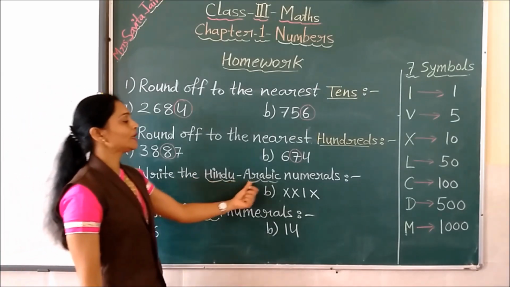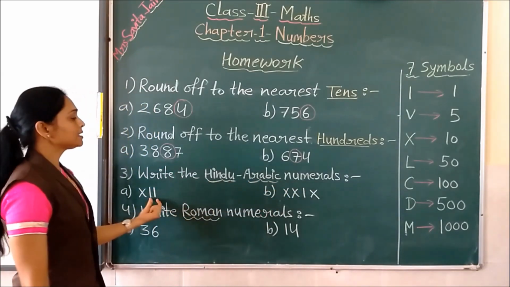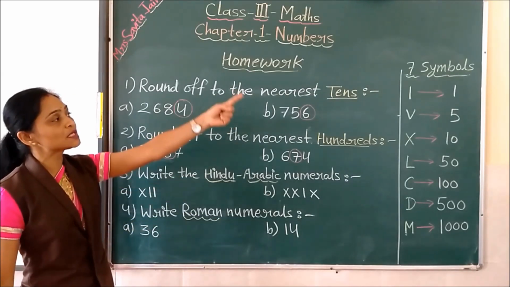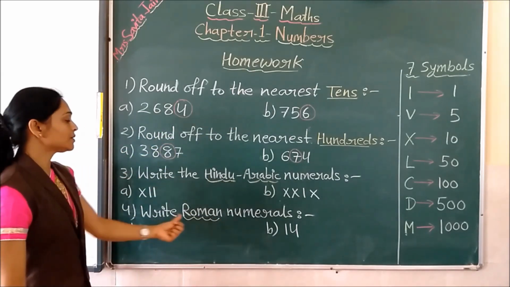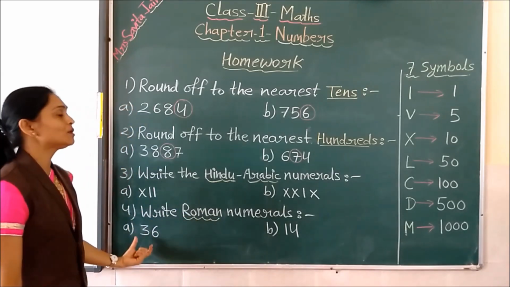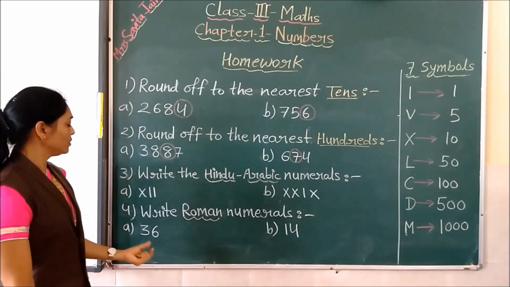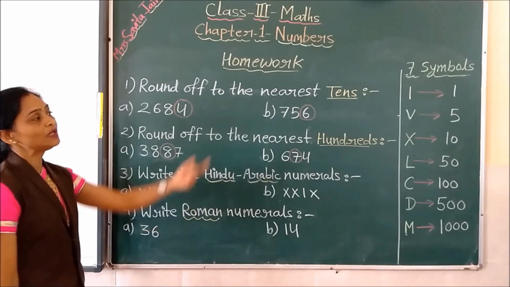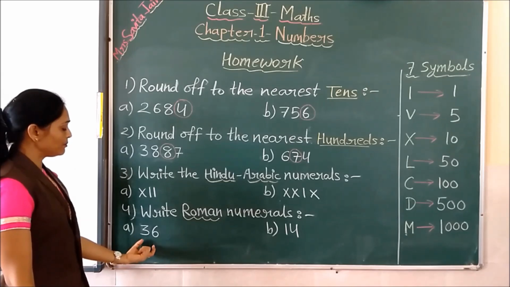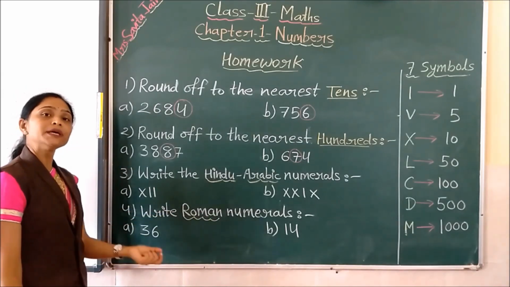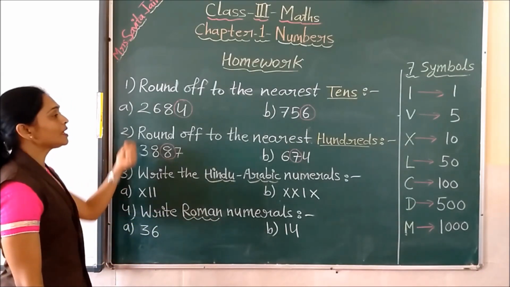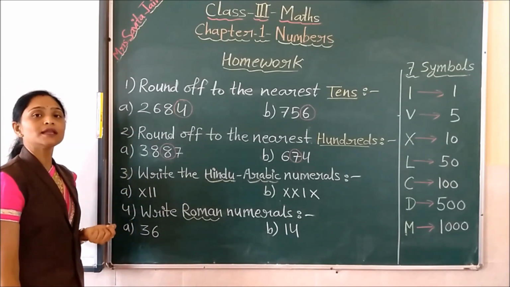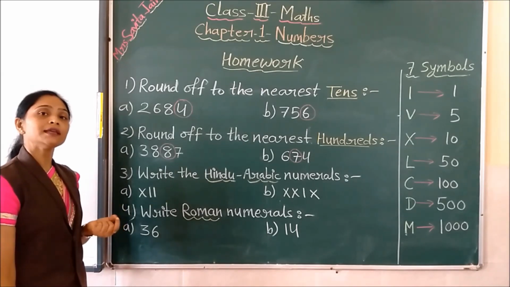Then write the Hindu-Arabic numerals. These are the numbers in Roman numerals. You have to write in Hindu-Arabic using those symbols. Then write Roman numerals. So for that also you will use those symbols. First you will write this number as expanded form. Then you will put the values of the symbols and you will get the number in Roman numbers. So this way you may solve all these questions, solve it and keep practicing children. Now next chapter we will see in next class.